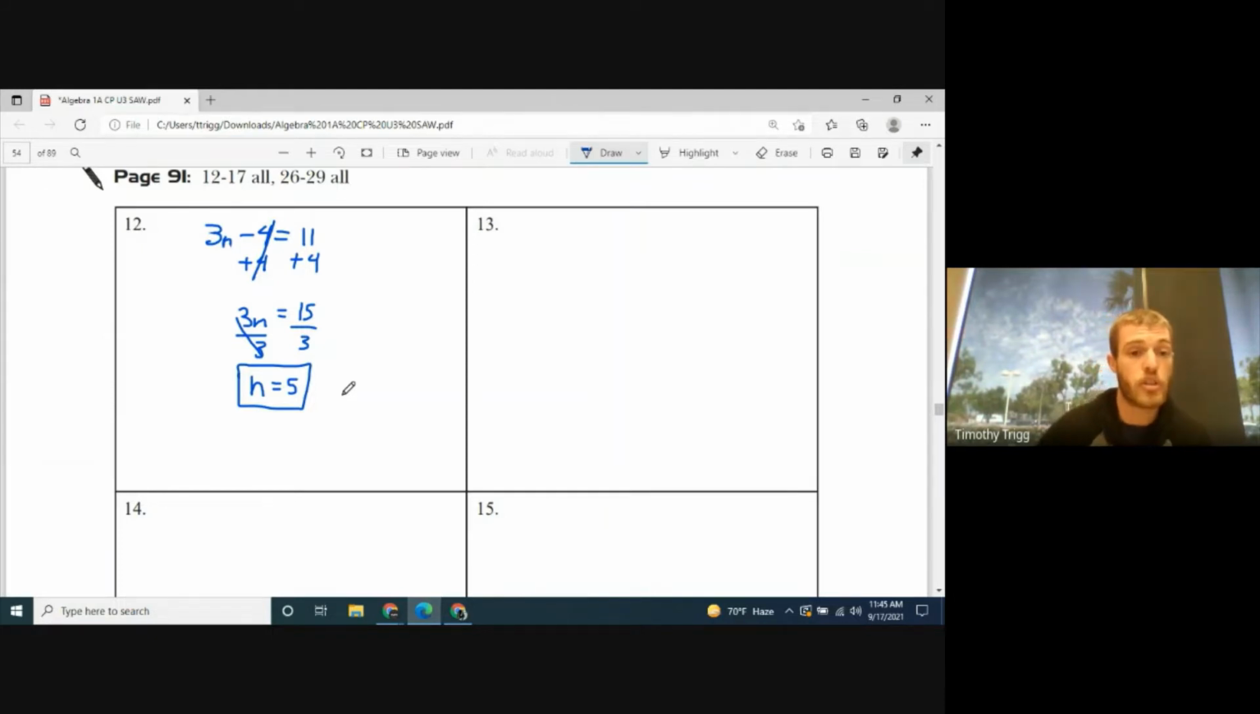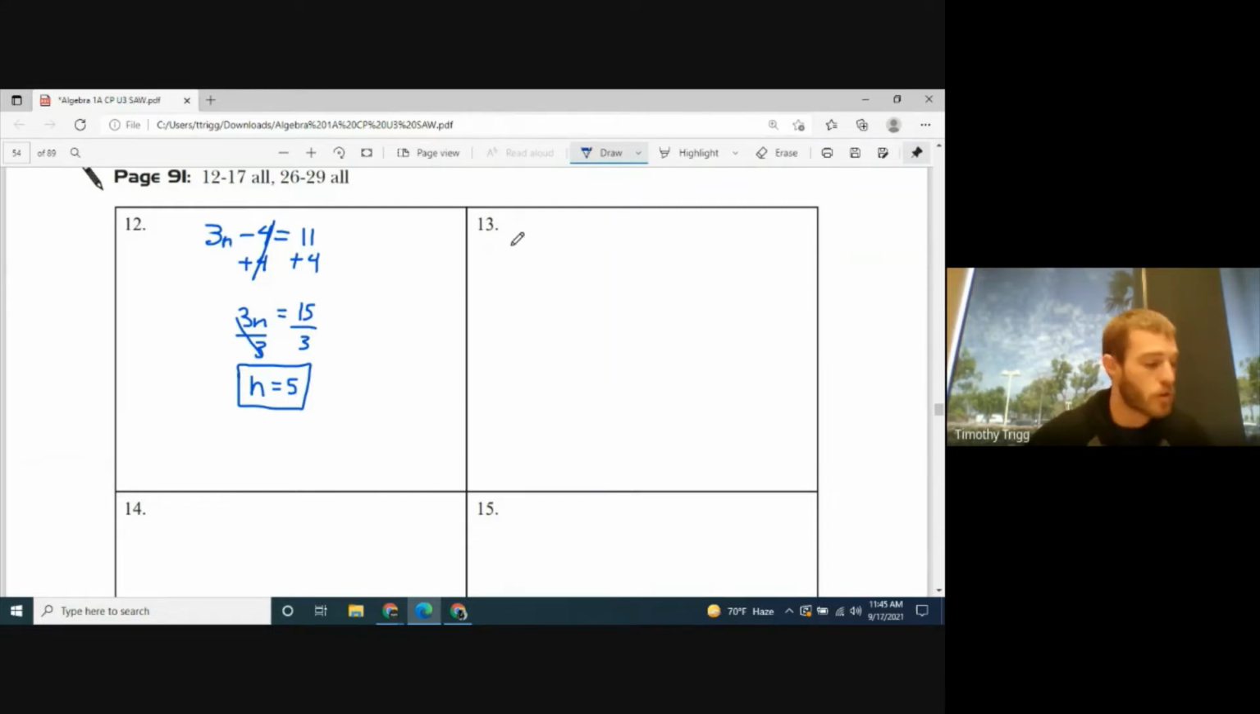And you could always double check to make sure it's right. If you did 3 times n minus 4, you should get 11. And since our n is 5, that would be 3 times 5. That's 15 minus 4. Yeah, that does give you 11. So you could always check it by plugging it back in.